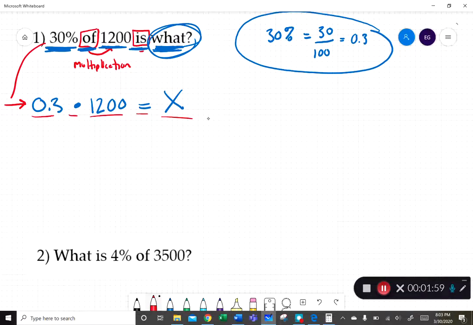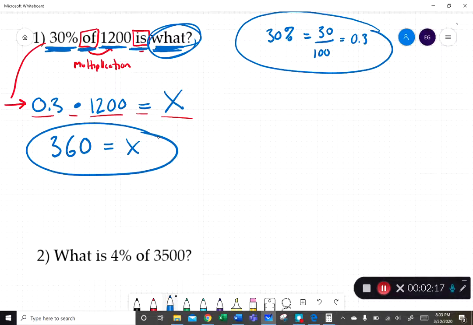All right, and so on the left-hand side of the equation, we have 0.3 times 1200. We could pop that into the calculator. If you do 0.3 times 1200, you will get 360. And so in this case, that's our answer. 30% of 1200 is what? Well, now we know 30% of 1200 is 360. All right, so let's continue on to the next problem. There's 4 problems in this video.